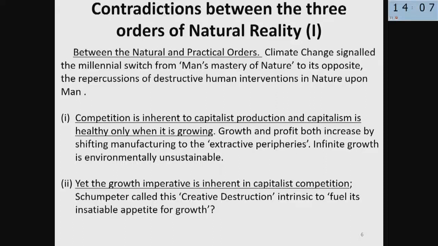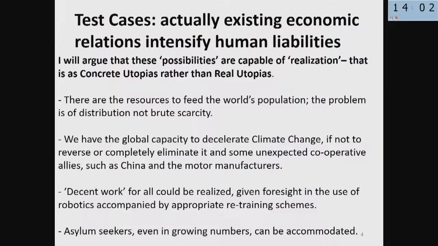Now, if we move on, I don't know whether I can get it back there and back again. Yes, there we had it for a minute.